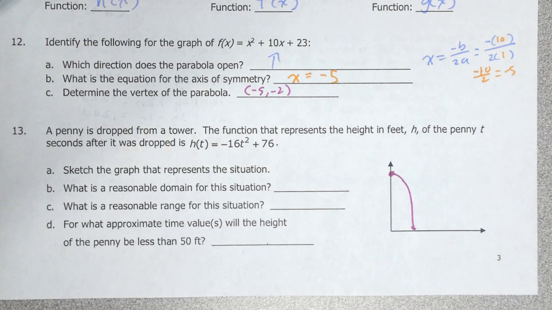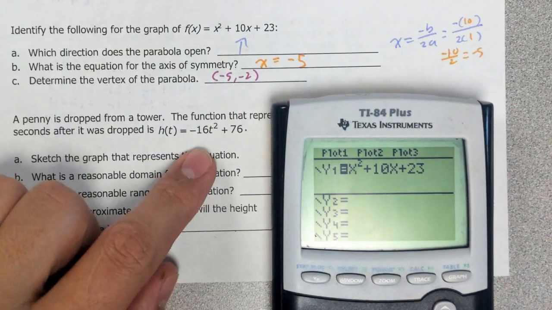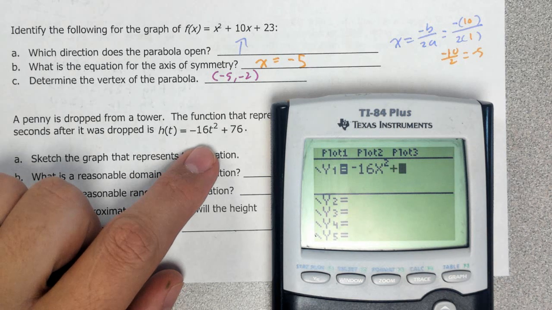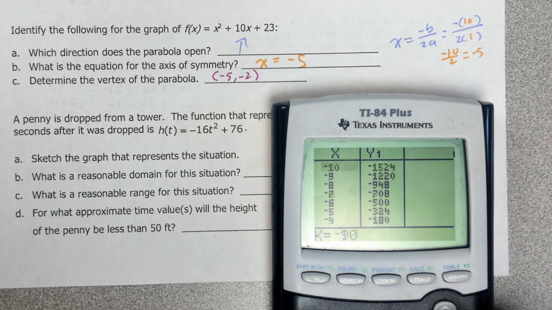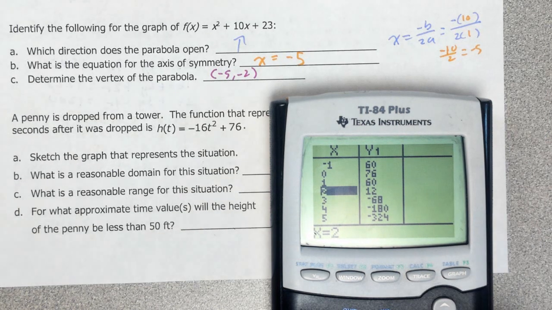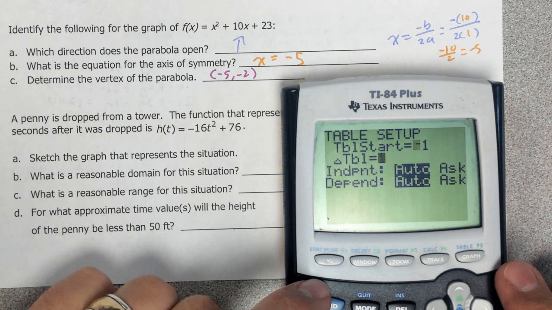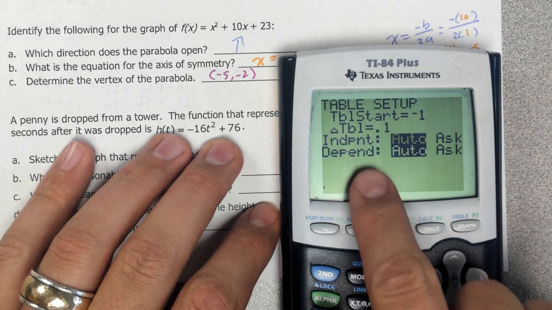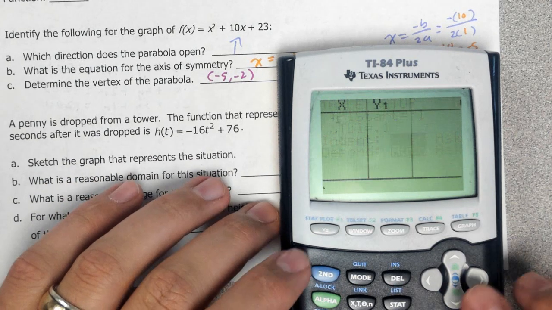Reasonable domain for this situation. So let's put this in the calculator and try to figure out our domain. If I clear this out, negative 16x squared plus 76. And if I look at my table, let me go to the positive. We can't have negative numbers in most real situations. Let's see if we can find out where this hits the ground. Let me change my table set and make this go by 0.1. Every x is going to increase by 0.1. And, good table.